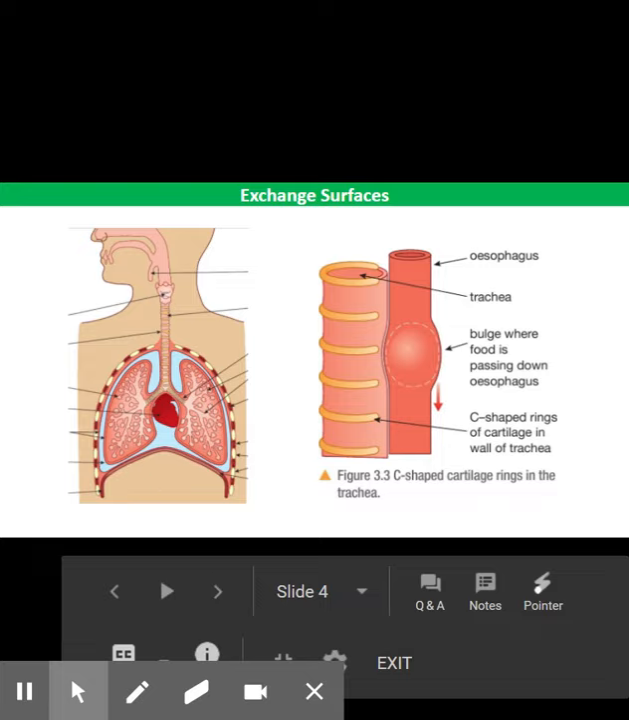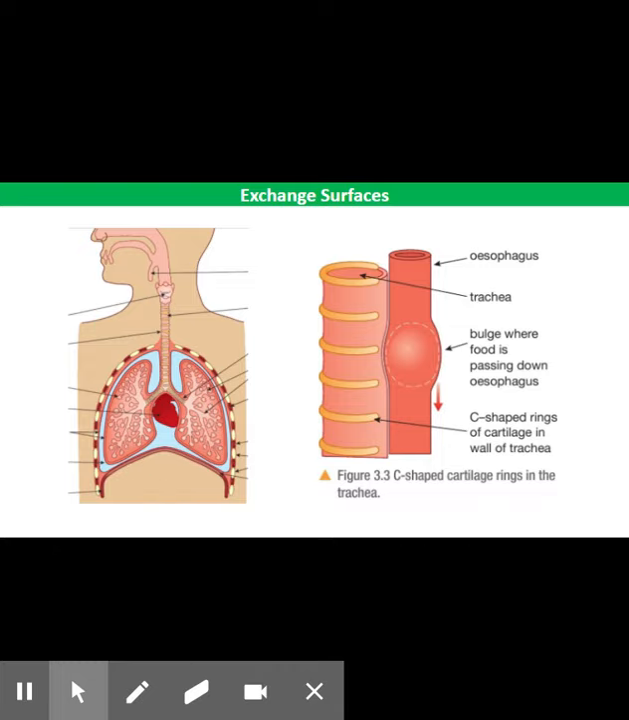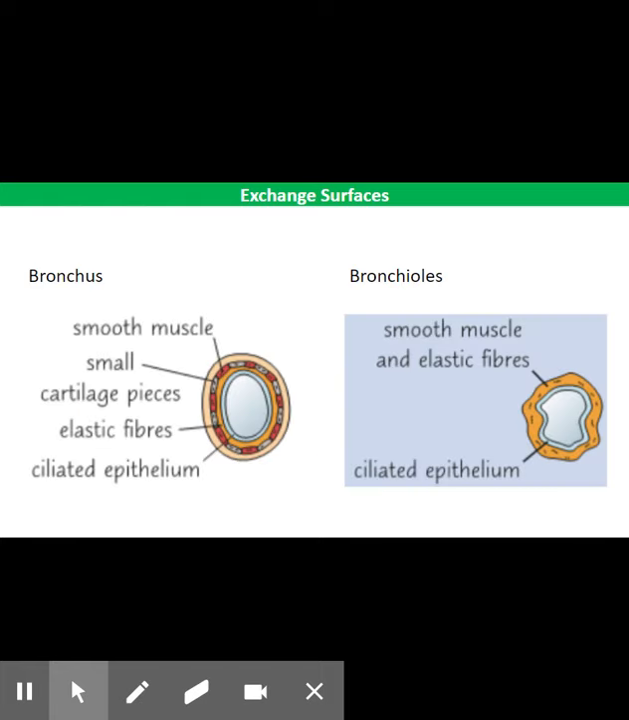This slide just shows the esophagus and trachea again. This time you can see the bulge where the food is passing down the esophagus, which is just sort of demonstrating the importance of having the C shapes of those cartilage. If the cartilaginous rings were complete, you wouldn't then have that space to accommodate for the food passing down.